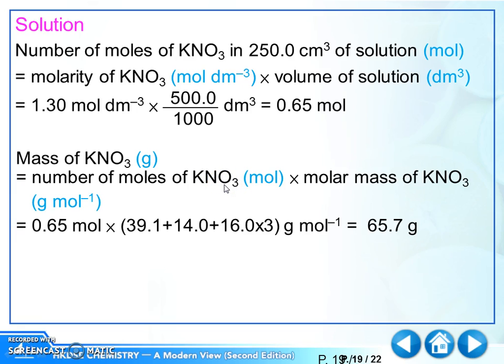So this is a repeated issue. After we have learned mass over molar mass equals number of moles, and also another quantity related to the number of moles, then we can make use of the number of moles to convert the mass into the molarity, or convert the molarity to the mass through the number of moles.